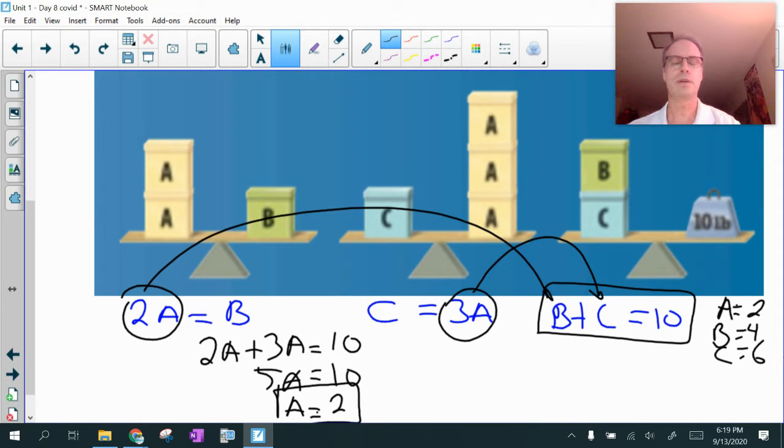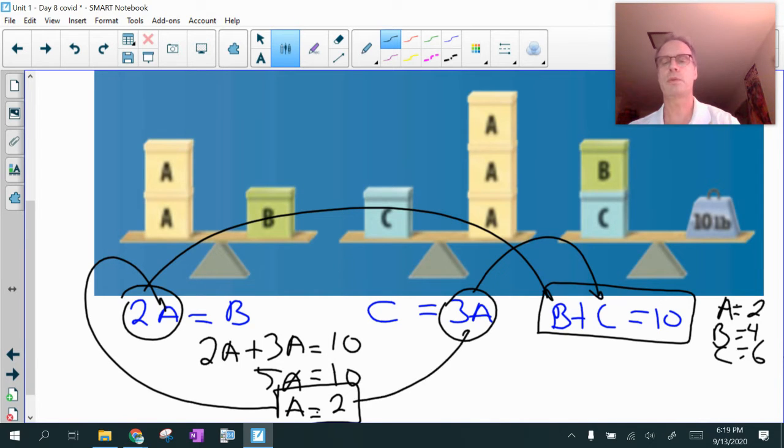Well, that part's easy. And then all I need to do is say, well, if A is 2, 2 times 2 is going to get me the 4. And then 3 times 2 is going to get me the 6, and ta-da, we're done. That's not bad. Unfortunately, the problems we're going to be doing are going to be a little bit more challenging.